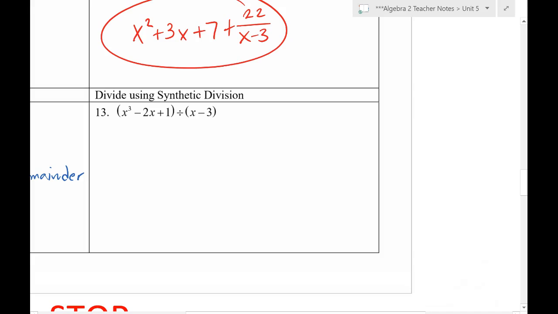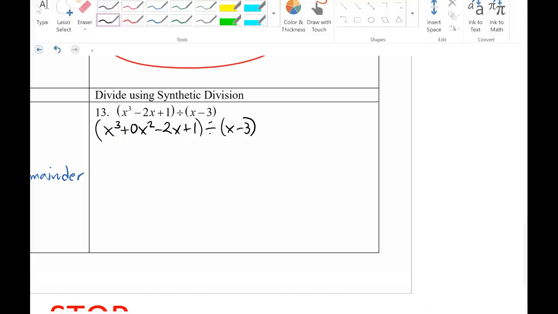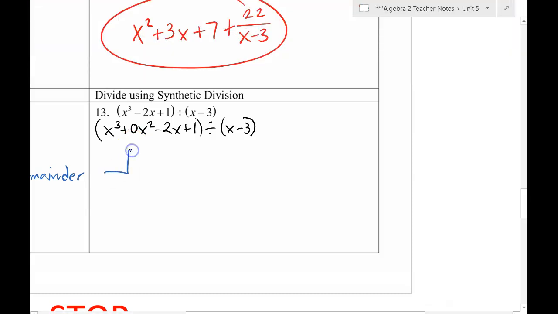Let's make sure we don't have any missing terms. Looks like we do, so let's rewrite it out. Looks like we're missing an x squared term. So x cubed plus 0x squared minus 2x plus 1, divided by x minus 3. So now let's first write our box. And the number that goes there is going to be 3, because x minus 3 equals 0 comes from there.